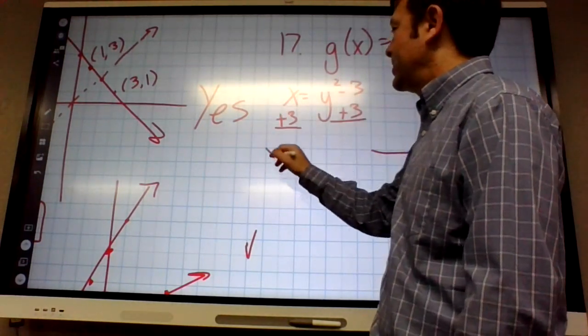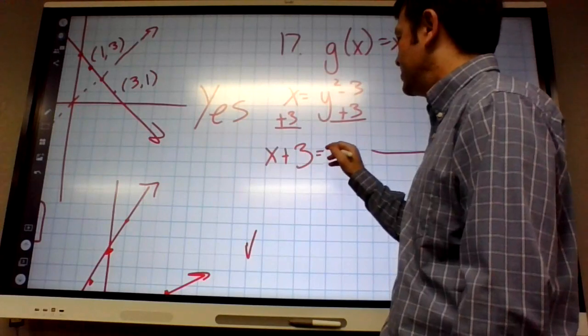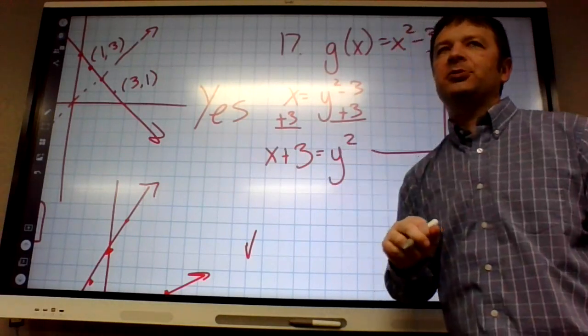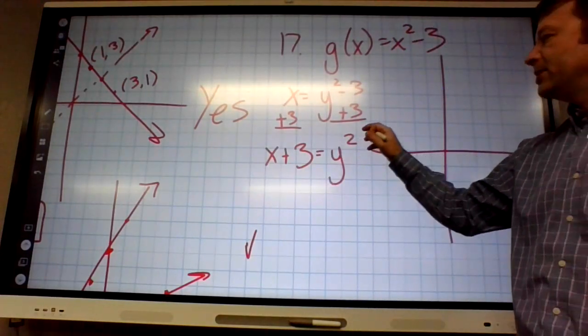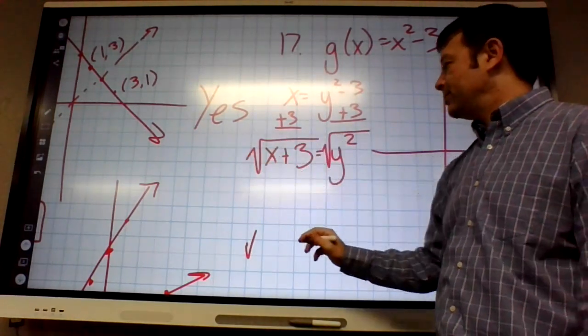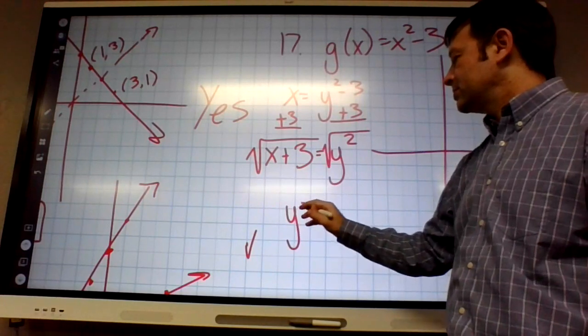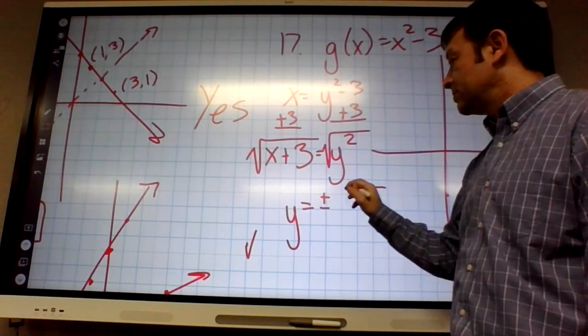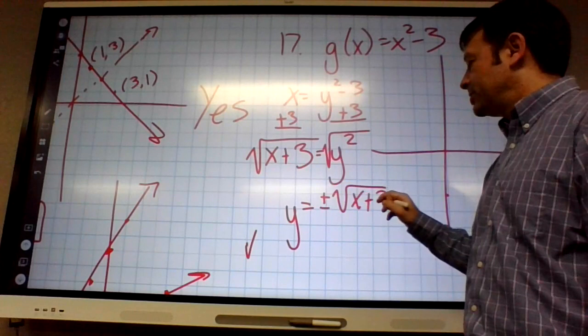This kind of goes back to an older chapter. How do I get rid of the square? Square root, but something happens when you do a square root of both sides. Okay, plus or minus happens.